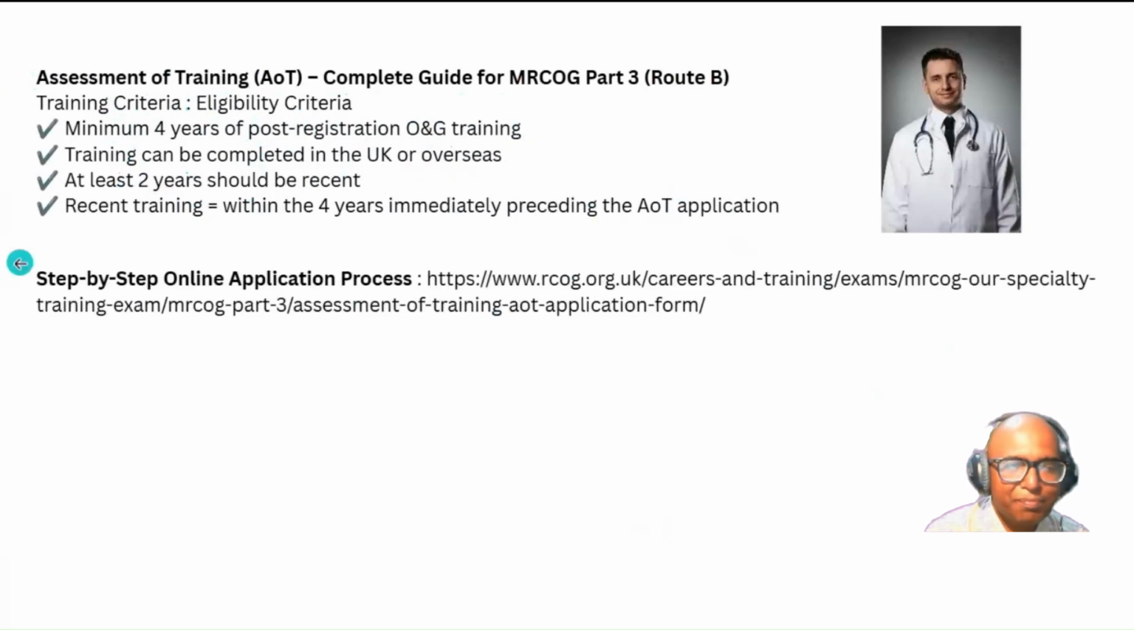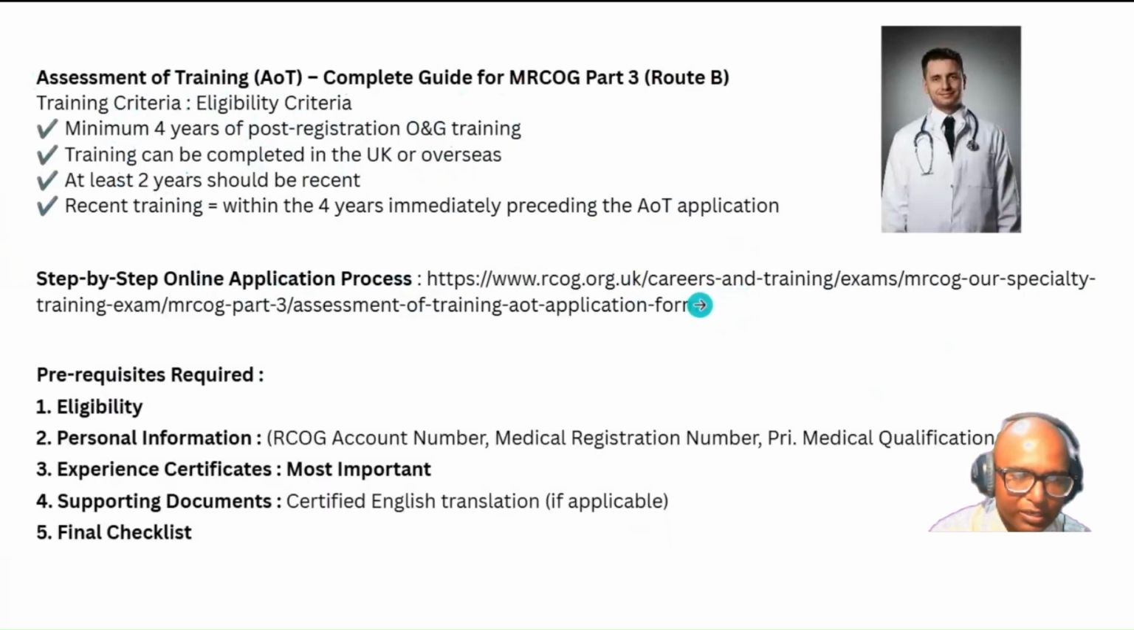Now we will see the step-by-step application process. This is the link which I will be giving in the description box also. You can click this link or you just go into Google, type AoT RCOG, and you will get this particular page where there is an online application process where you can start filling the application. Okay, so before you click on the link and start filling the online application, certain things which you need to keep ready with you.